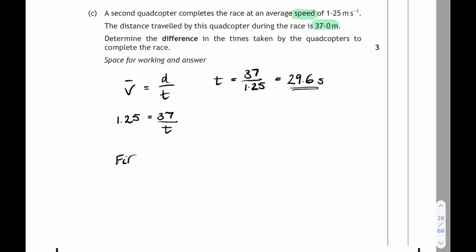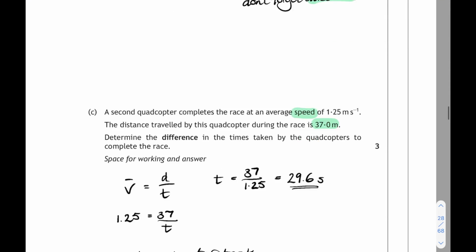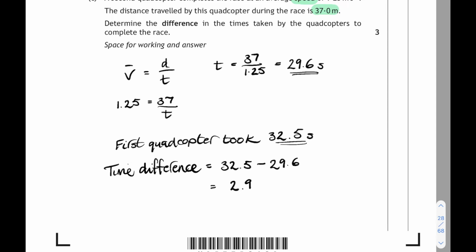And let's compare that with the first quadcopter. The first one took, let's have a look up, 32.5 seconds. And we're asked for the difference between the two. So we'll just subtract one from the other and we get 2.9 seconds. That's the difference between the two times. Okay, moving on.